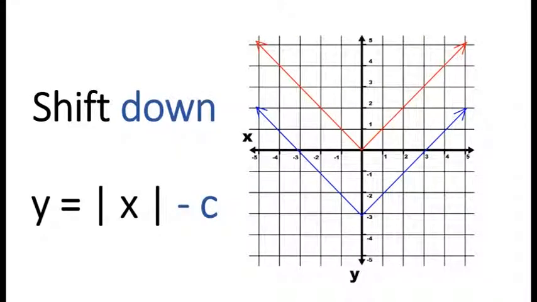And then go in the opposite direction, subtracting a number on the outside of my absolute value here will shift down. So when you see a number on the outside, you should either think shift up or shift down.